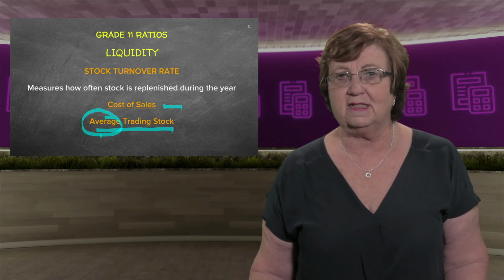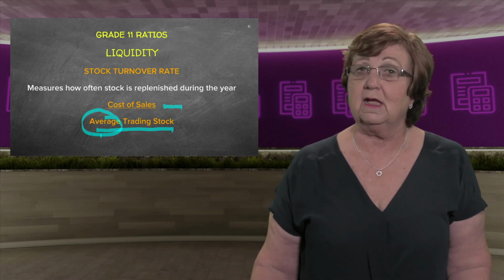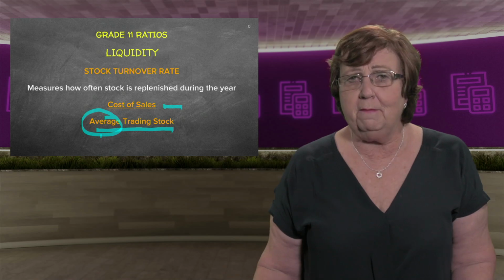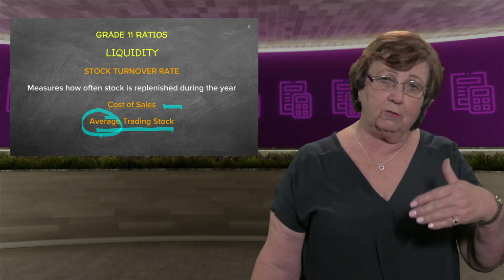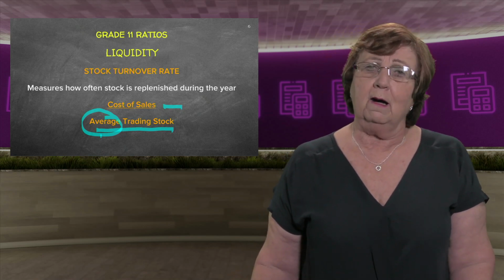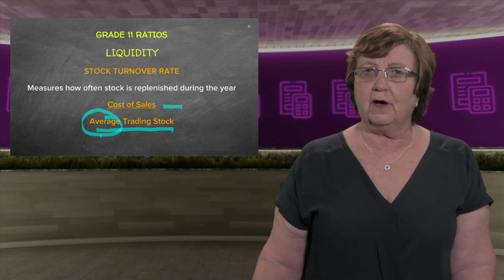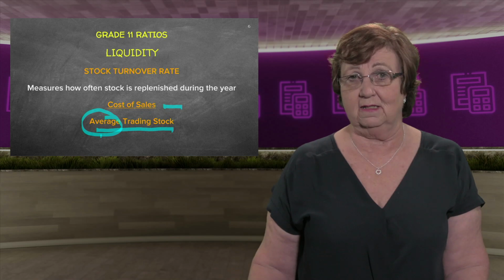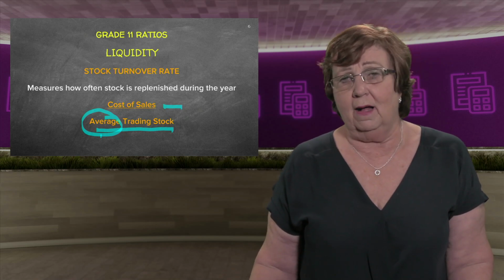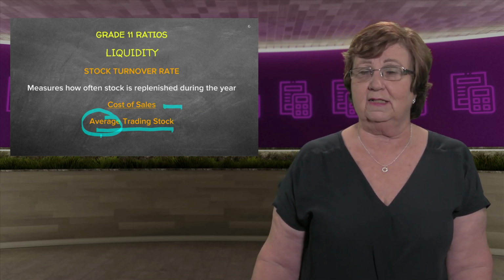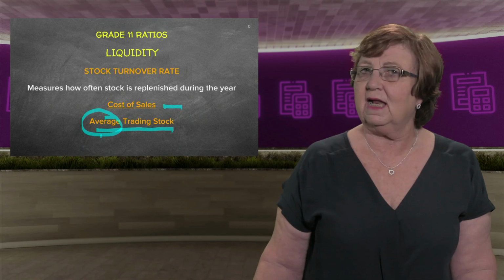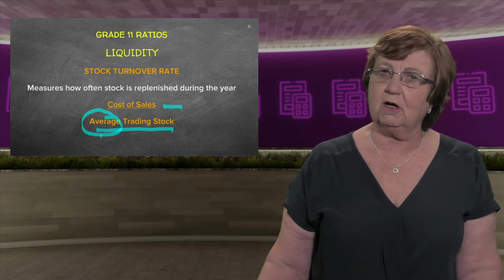So for example, let's say the answer to this particular ratio is 9. That simply means that we replenish or replace our stock 9 times a year. Now, what you have to do here is go and look at what type of business it is. For example, if it's a clothing store, to replace your stock 9 times a year, we would possibly be replacing our summer stock 5 times and our winter stock 4 times.